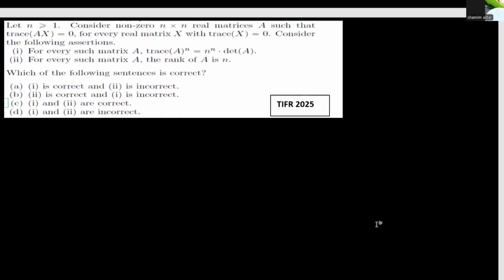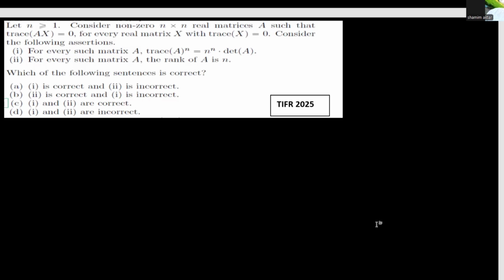Today I will solve a question from a TIFR exam 2025. The question is: a non-zero n cross n real matrix A such that trace of AX equals 0 for every real matrix X with trace of X equal to 0. Which of the following statements is true or false?